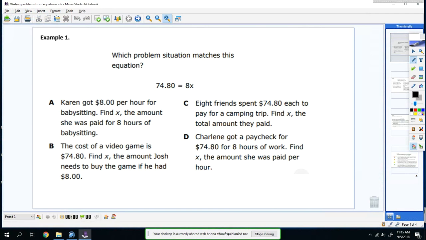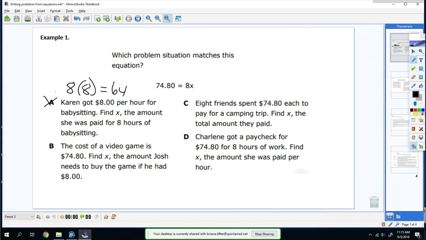The way I would do it is I write an equation for each problem. So A says Karen got $8 per hour for babysitting. Find X, the amount she was paid for 8 hours of babysitting. So she makes $8 per hour. She worked for 8 hours. You do 8 times 8, 64. That's the answer. That's nowhere close to what the equation is.